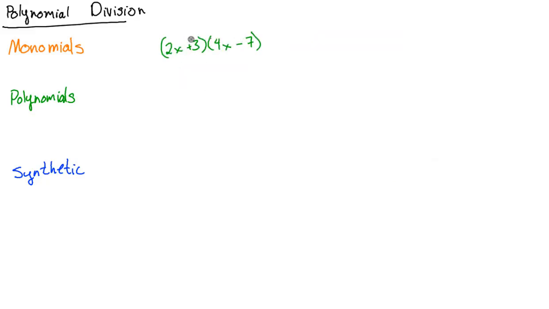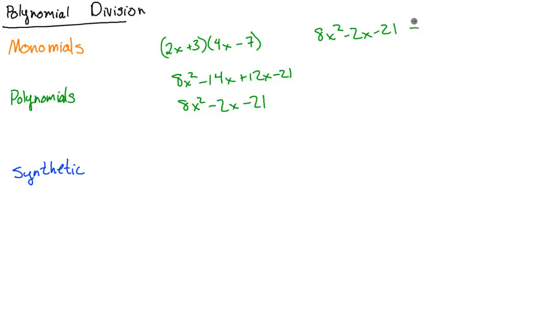Here we have a couple of binomials. If we multiply them together, we get 8x squared minus 14x plus 12x minus 21. So that becomes 8x squared minus 2x minus 21. So if we do the problem 8x squared minus 2x minus 21 divided by, say, 2x plus 3, then we better get 4x minus 7.